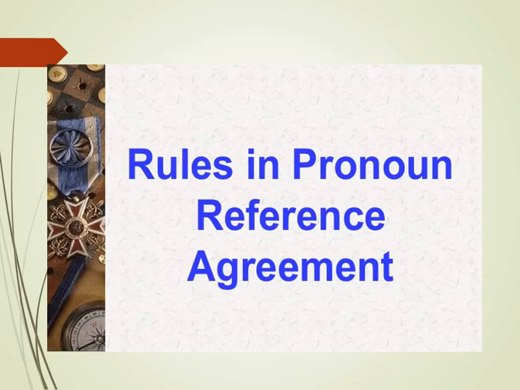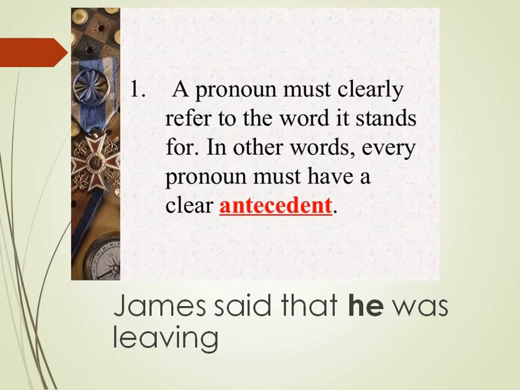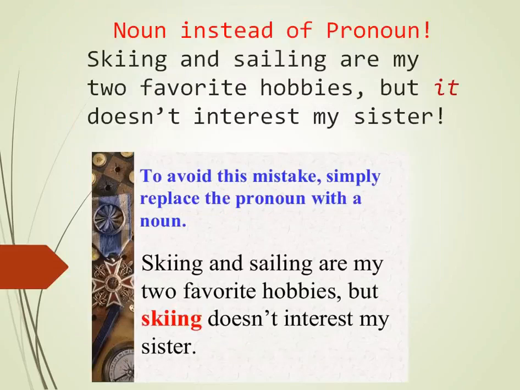These are the rules I would like to discuss now, of pronoun referencing and its agreement to different parts of speech of the sentence. Let's have a look at it. A pronoun must clearly refer to the word it stands for. In other words, every pronoun must have a clear antecedent. And look at this example. James said that he was leaving. So he is boldly given and it is clearly indicating James. And James is the antecedent which is used here. Let's go to the next slide.